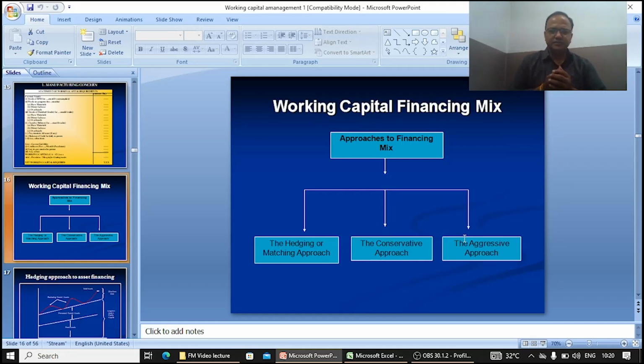This is the working capital financing mix. Working capital financing means how to finance the working capital. There are 3 approaches of financing working capital. Approach number 1 is hedging or matching approach. Second is conservative approach, and third one is aggressive approach.